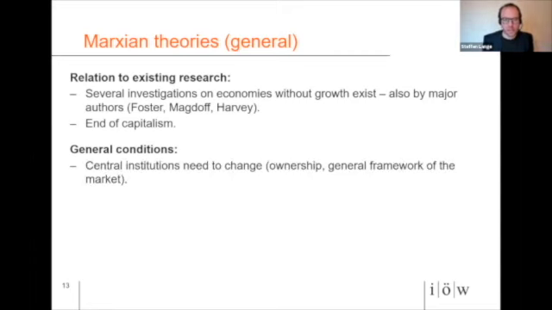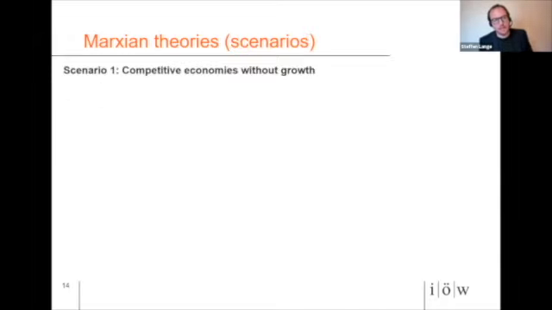I would say a bit more differentiated. So I would argue we need central institutions to change. So this is ownership, the ownership of firms, and a very different framework for the market would be needed. But let me put it this way: there cannot be that form of private ownership, capital ownership from a Marxist perspective, but there can be a market economy. And here there are two scenarios, and they are based on two different conceptions of how the economy works.